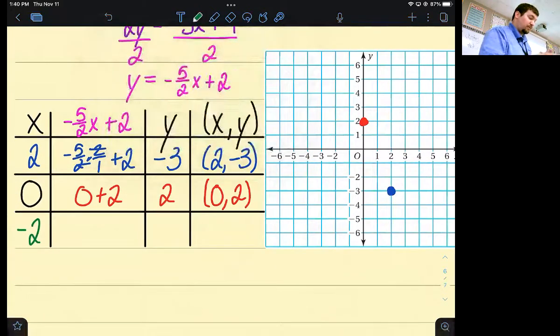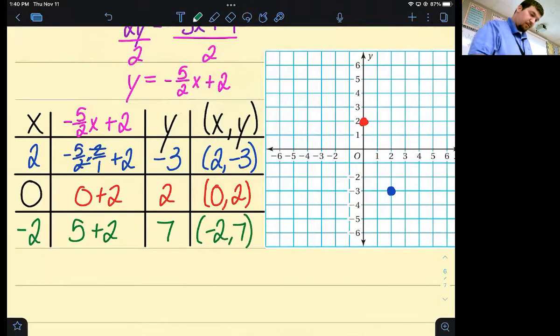And for the last one, -2. If I just do -2, it's the same thing I'm doing here, except I'm going to get a negative answer. Well, actually, negative times a positive is a negative. Negative times a negative is a positive. So this is going to be 5 when I plug it in. And what's 5 plus 2? 7. So graph -2 and 7. Draw the line that goes through. And then double check you're right.